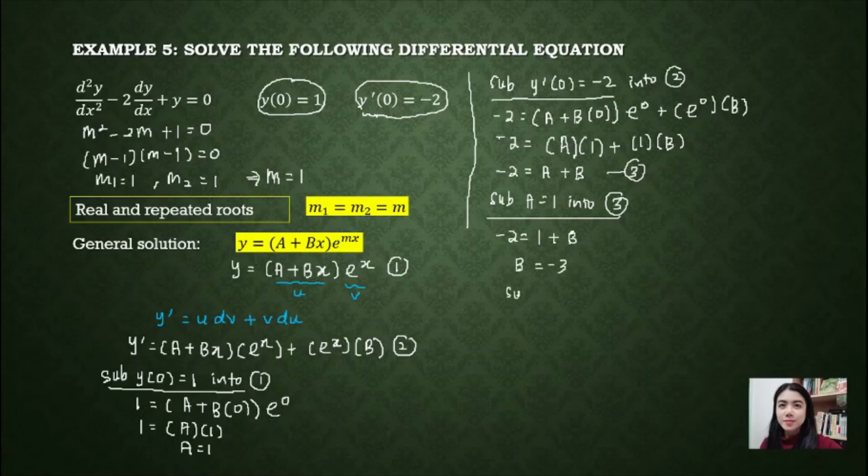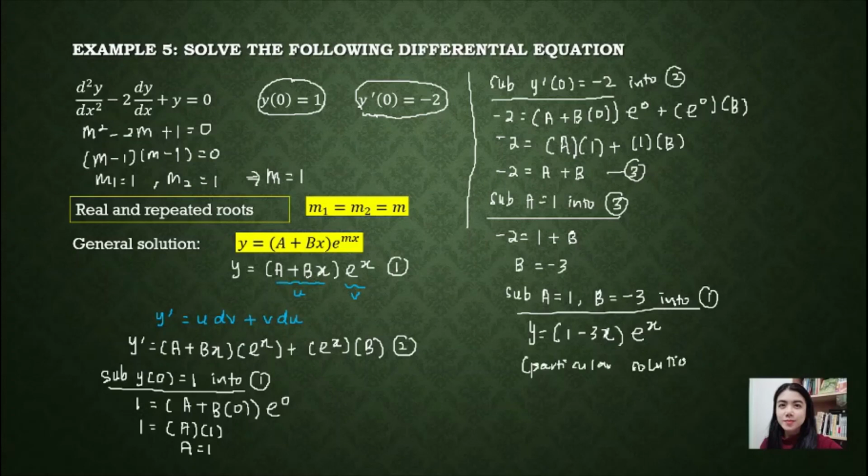Now, once you know your value of a and b, substitute them into the general solution. So your a is 1, your b is negative 3. So you substitute into the general equation, that is your equation number 1. So you will have your y equals to a plus bx. So a is 1 plus bx, b is minus 3. Minus 3 multiplied by x is minus 3x. So e to the power x. So this is what we call a particular solution. So this is the answer for the example number 5.